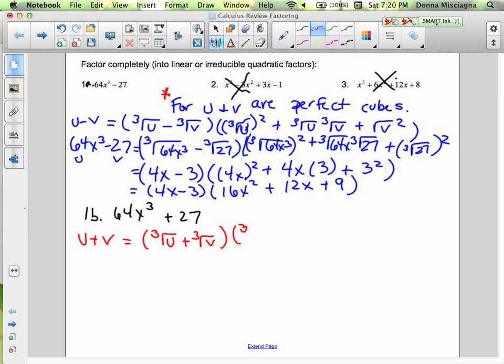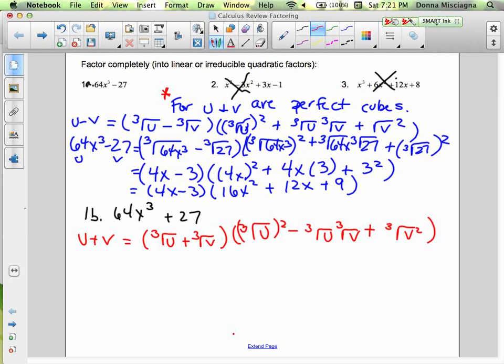Then we have the cube root of u squared, minus, after I just said it was negative, minus the cube root of u times the cube root of v, plus the cube root of v squared. So let's just kind of compare the formulas.